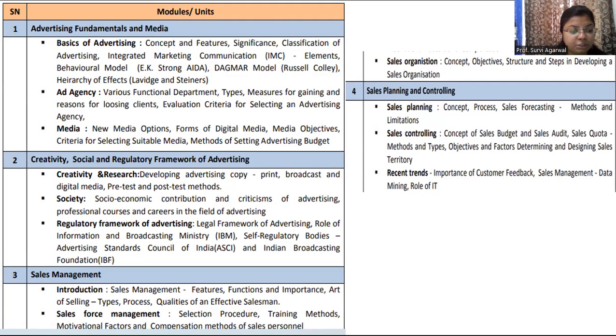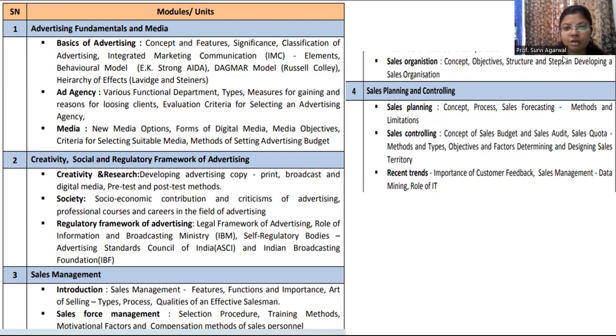Third module is sales management. Introduction, sales management features, functions, and importance, art of selling, types, process, qualities of an effective salesman. Then sales force management. So basically, what are the employees required? What are the qualifications required for a sales force? The training methods that are required so that the advertising is effective, motivational factors, compensation methods, etc. Sales organization. So this is the last part of module 3. Okay, here the concepts, objectives, structure, and steps in developing a sales organization.